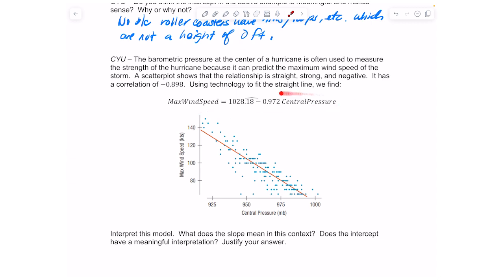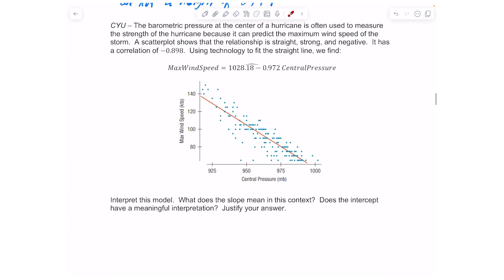Here is our linear model. So this is our least squares regression model. We want to interpret the model, okay? And what does the slope mean in this context? Does the intercept have a meaningful interpretation, and justify our answer?